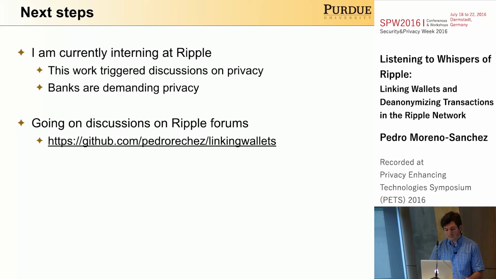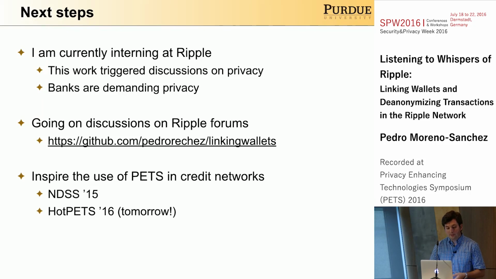information about the paper. And we believe that this work should inspire the use of privacy-enhancing technologies in credit networks. From our side, we created the first privacy-preserving credit network based on trusted hardware in a paper accepted at NDSS 2015. And if you are interested in more details, tomorrow we are going to give another talk at HotPETs in which we show another approach to have a privacy-preserving credit network. But obviously, we need more research in this area. It's an interesting area, and it has impact in practice, as we saw, because banks, gateways, and every user using the network are claiming privacy.